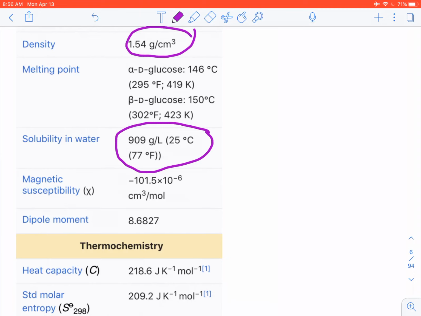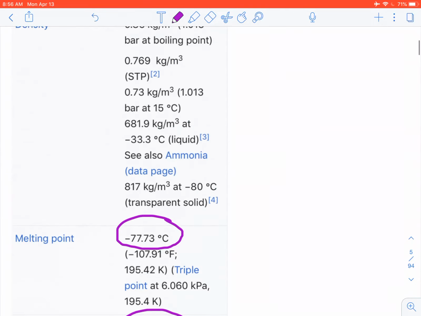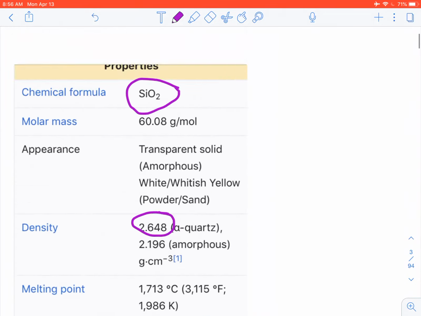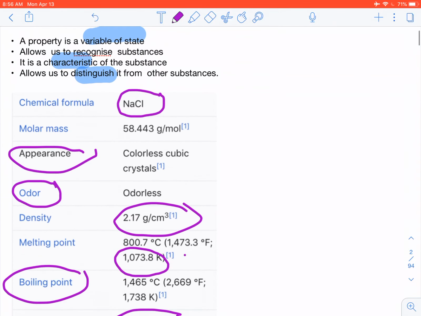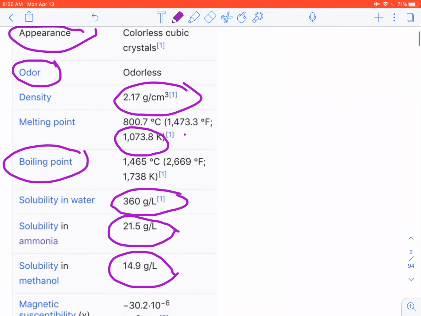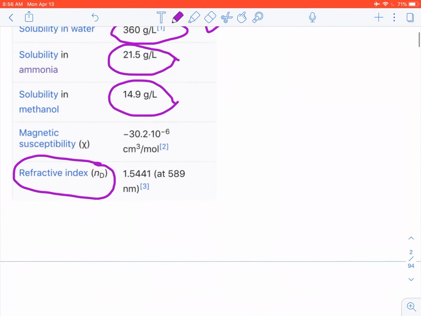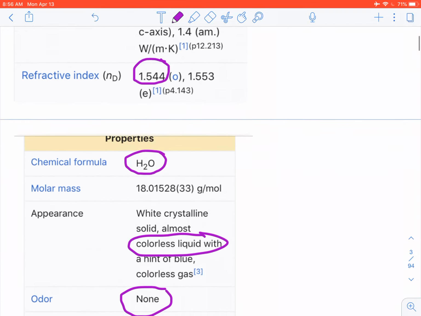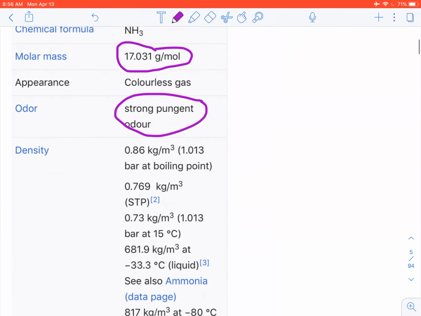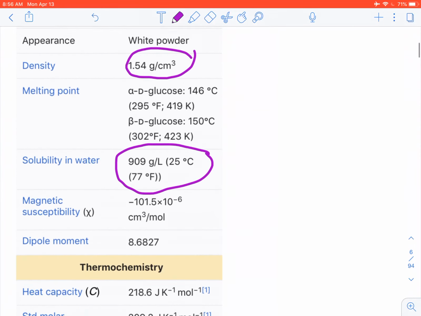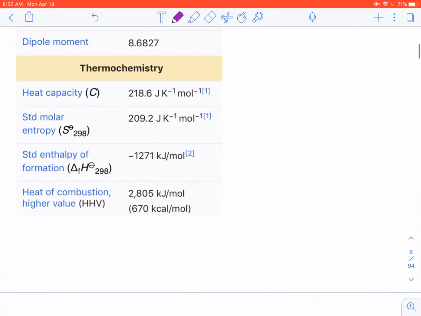Well, let's go back and see what was the solubility of sodium chloride in water. That's salt. There it's 360 grams per liter. So sugar is much more soluble in water than sodium chloride.